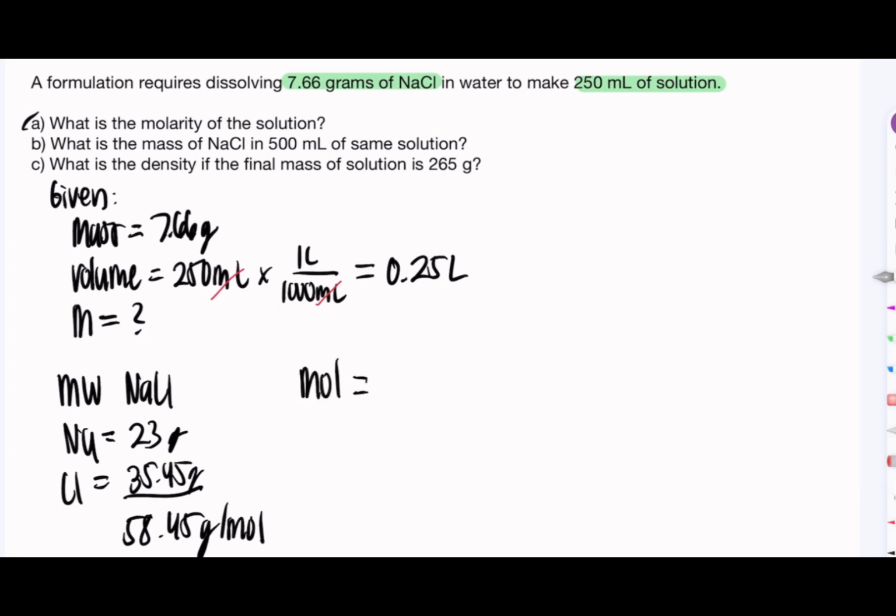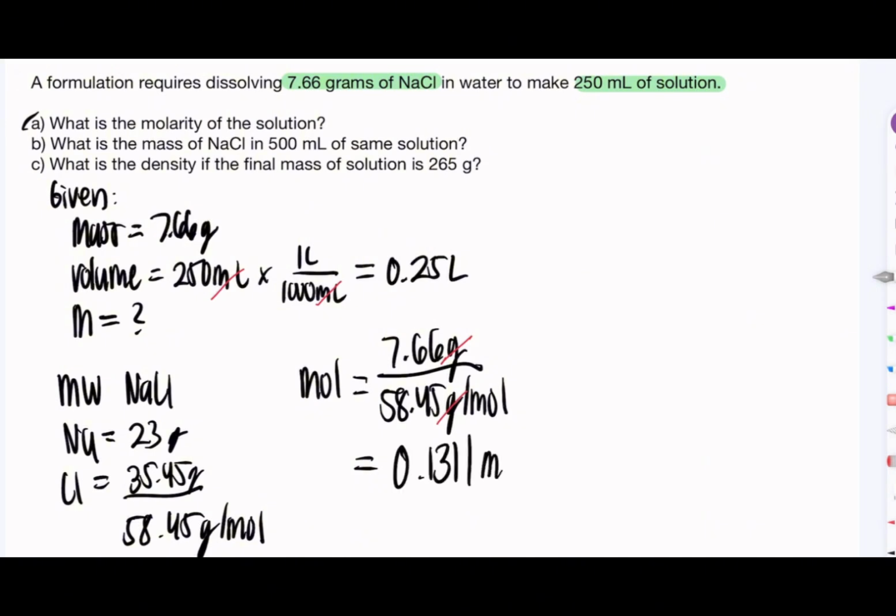Now let's solve for our mole. Mole is equal to what? Mass over molecular weight. Our mass is 7.66 grams, and our molecular weight is 58.45 grams per mole. Cancel. So 7.66 over 58.45 equals 0.1311 mole.